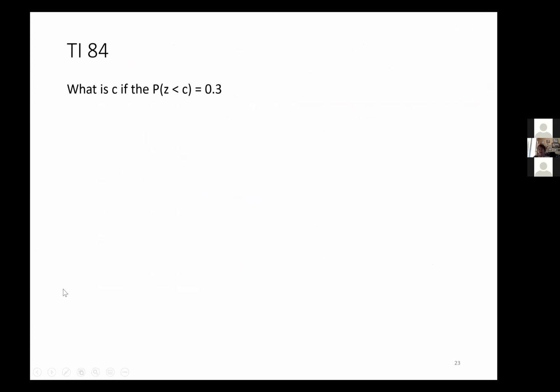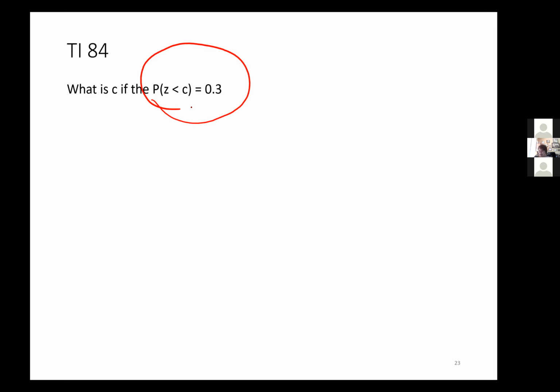Okay, now here's a different question. So what are they asking me here? What they're asking me is, what is C, or what's the data value, if I'm looking for the probability of Z being less than this number C being 0.3? How confusing is this? Do you see what they've given you? They're telling you that the probability is 0.3.